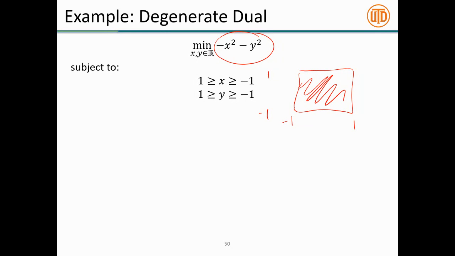As an example, Slater's condition wouldn't apply here because although there is some point that's strictly feasible, so there is something inside the square where all the inequality constraints are strict, the objective function is not convex. So Slater's condition, one of the constraint qualifications we saw last time, does not guarantee that there's zero duality gap for this problem. And in fact, the duality gap is garbage. To see that, let's just construct the dual function. To do that, we just apply the standard method of Lagrange multipliers.